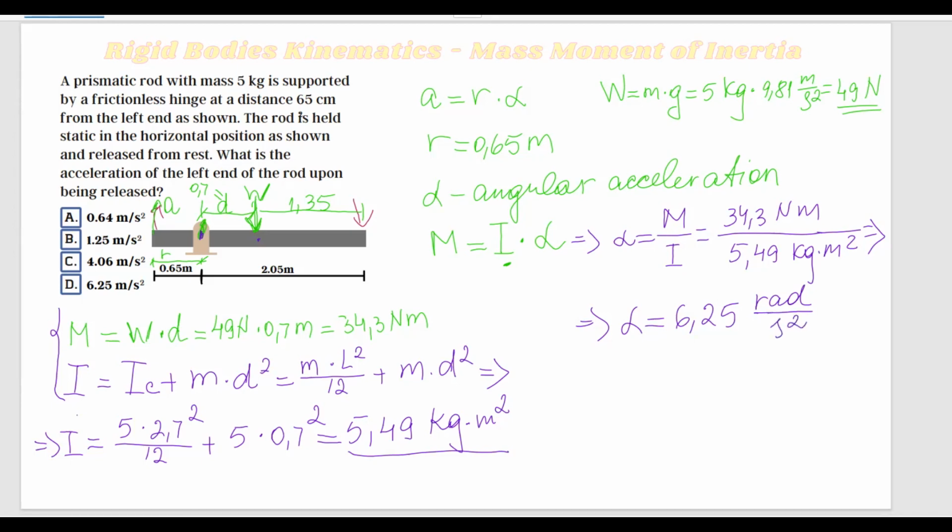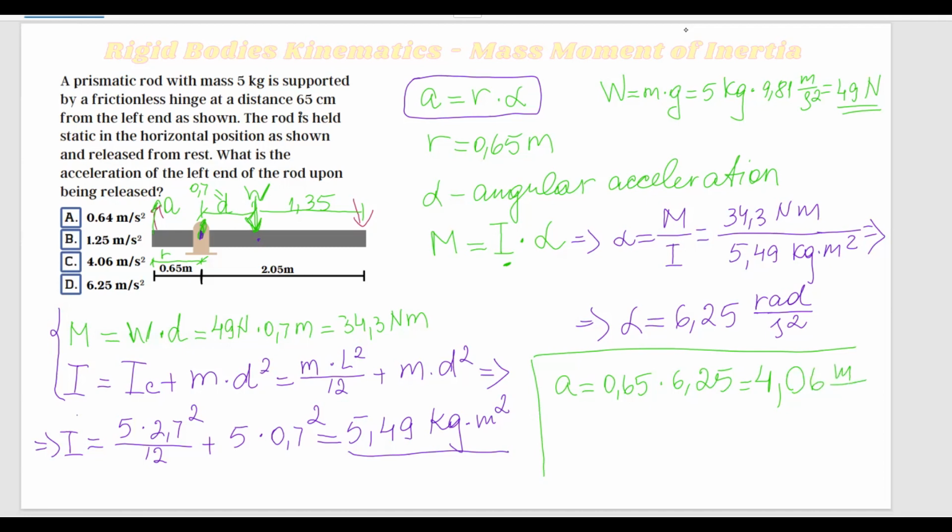per second squared. All right, so now that we have angular acceleration, we can come back to this initial formula and calculate the transverse acceleration. Transverse acceleration is going to be equal to R, which we discussed is 0.65, multiplied by 6.25. This is going to give you a value of 4.06 meters per second squared. So the correct answer is C.